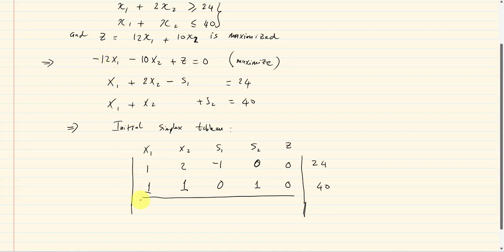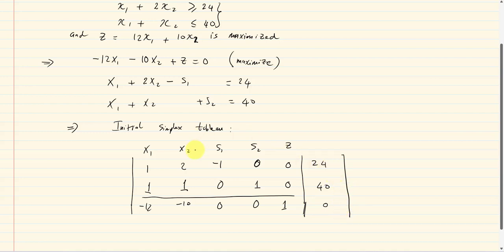Minus 12x1. So for x1 we have minus 12. And then for x2, minus 10. We don't have s1, and we don't have s2, but for z, we do have z to be 1. And then we have 0 for the right-hand side.